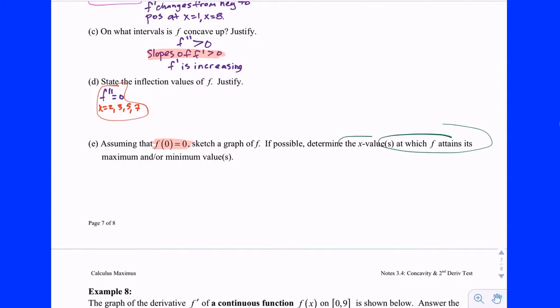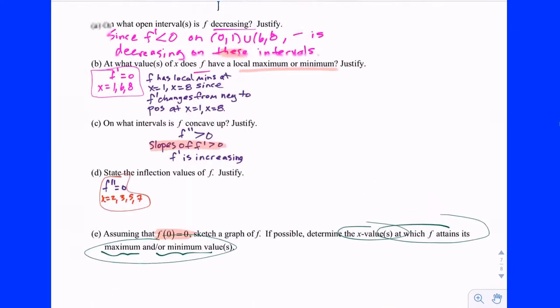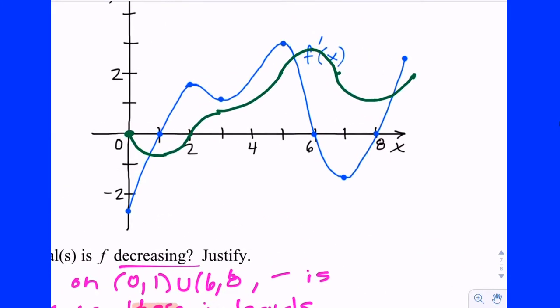Can you determine the x values at which the function you just drew attains its max or min? And by max and min, we mean what? Absolute, global, local, relative? Well, if we don't say which type, remember it's implied to be absolute or global. Is it possible to determine the absolute maximum, where it occurs? On the green graph, the absolute maximum of f.